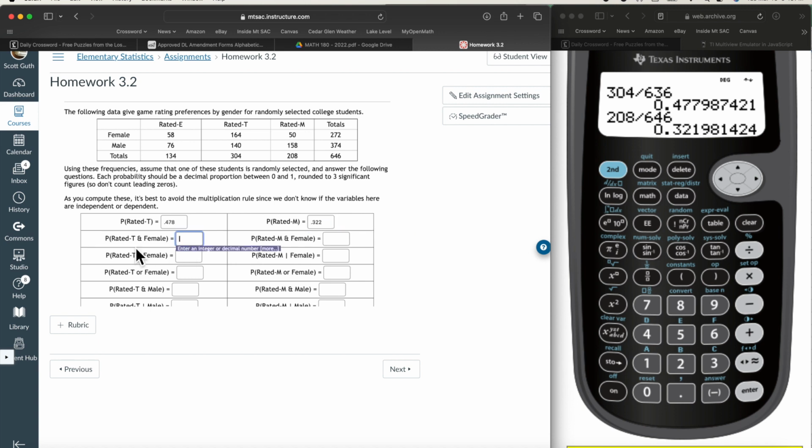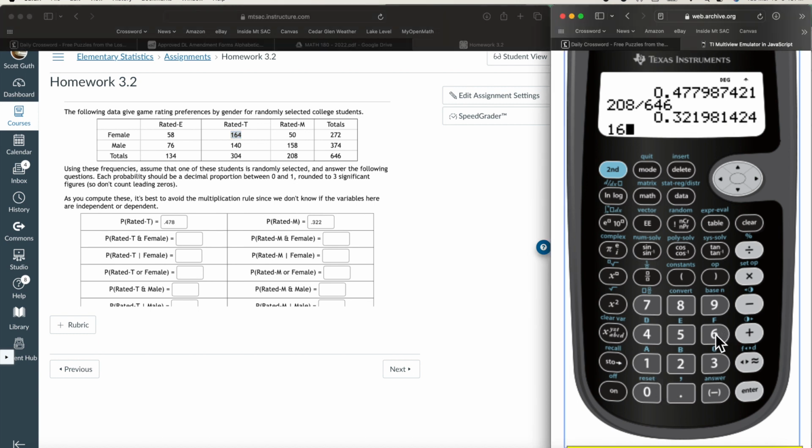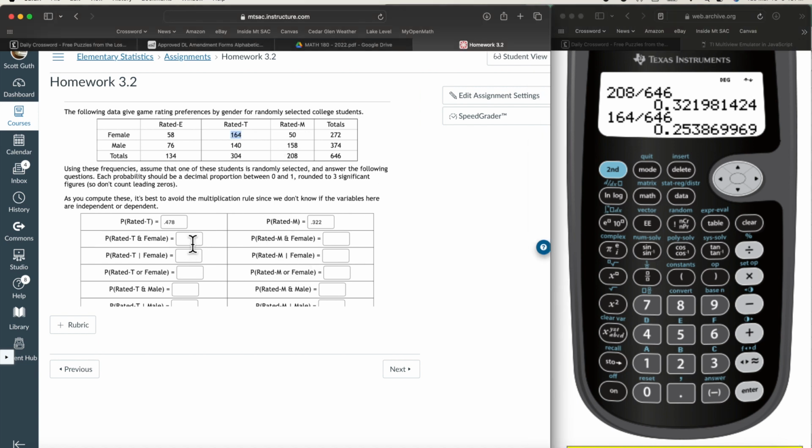Okay, now rated teen and female. Don't use the multiplication rule. Just recognize it's 164 people that are rated teen and female. So 164 divided by 646. Okay, so 0.254, I guess.